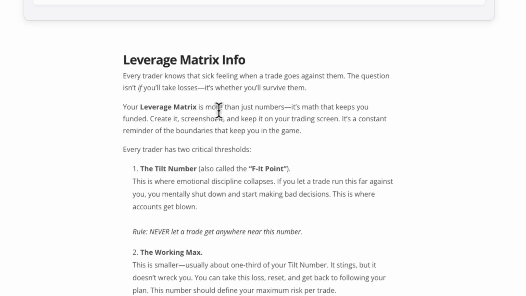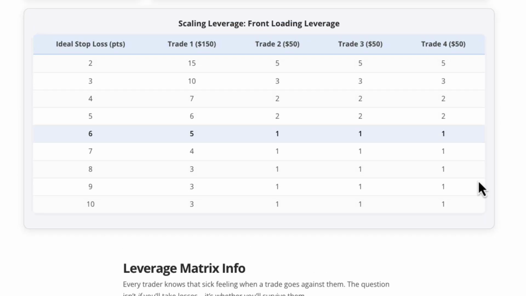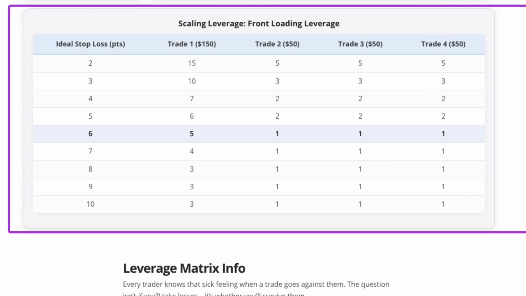Your leverage metrics is more than just numbers. It's math that keeps you funded. Create it, screenshot it, keep it on your trading screen. It's a constant reminder of the boundaries that keep you in the game. This is important. It's the boundaries that you have predefined. This is the actual leverage metrics.